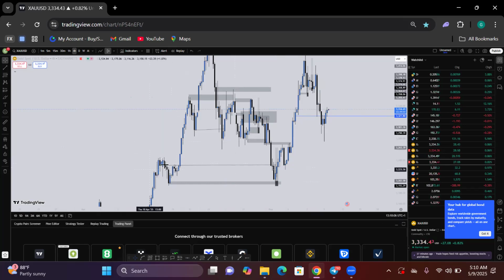Now, this right here is practically a QML, right? And if you're looking to know what a QML is, you can look that up. Now, after price presents this entire run back all the way into this, the question is, is this a valid one? How can we confirm if this is going to be a sustained trade?